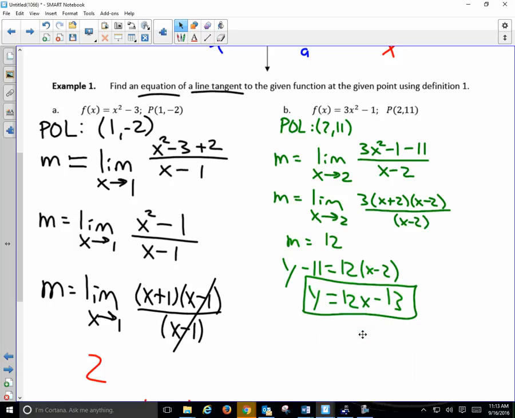Again, if you want to check your work, you can either look at my work on the board or you can check your graphing calculator. But your equation for your line tangent should be y equals 12x minus 13.